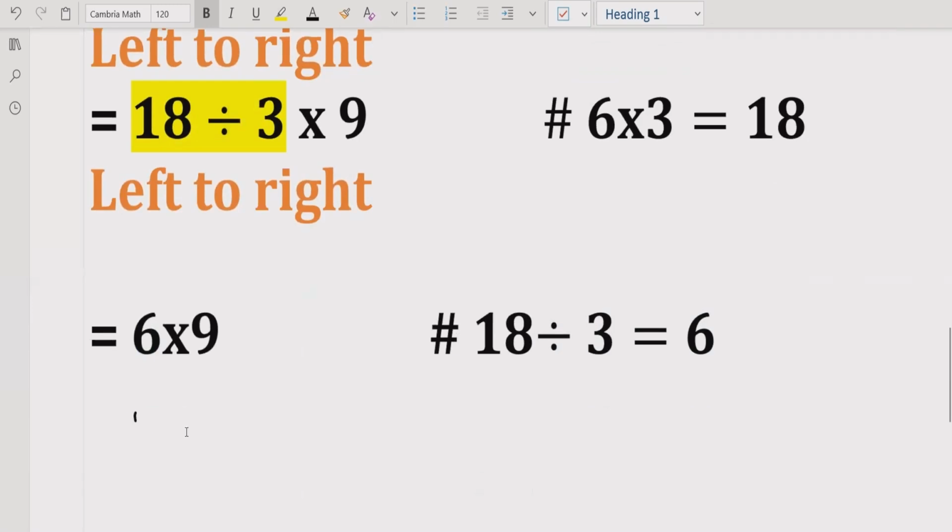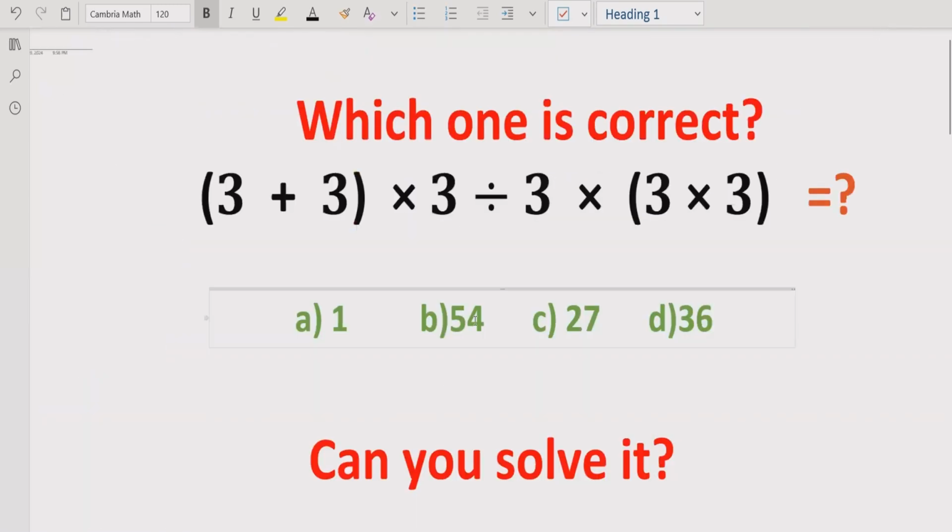We multiply 6 by 9, so we get the answer 54. The correct answer of this question is 54. Answer B is the correct answer.